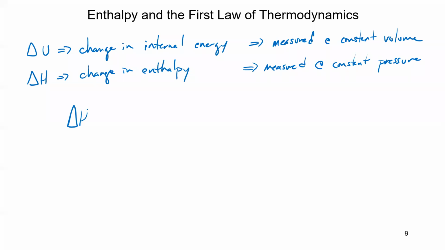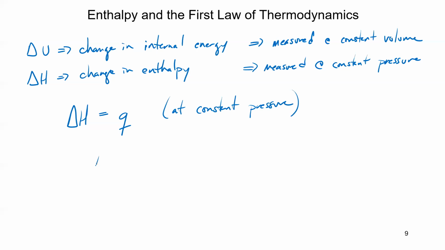And so delta H is equal to Q if we're at constant pressure, right? And so it simplifies things for us. We don't have to worry about work anymore. We can focus on the heat part. And it streamlines the way that we can think about energy.